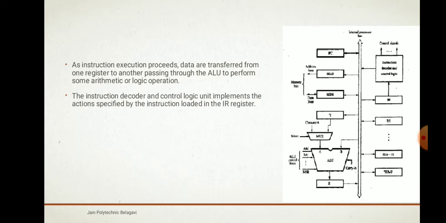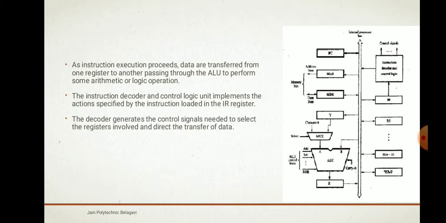Now the instruction decoder and control logic unit, as you can see here, both implement the actions specified by the instructions loaded in the IR register. As I told you, whatever instructions are fetched will be loaded into the IR register. So this register contains the instruction which is to be executed. Now the decoder generates the control signals needed to select the registers involved and direct the transfer of data.